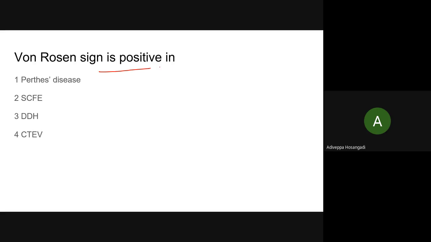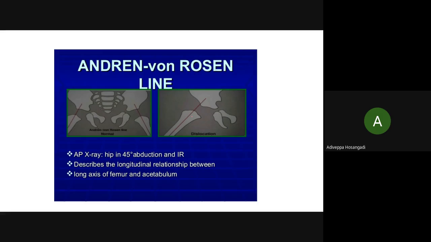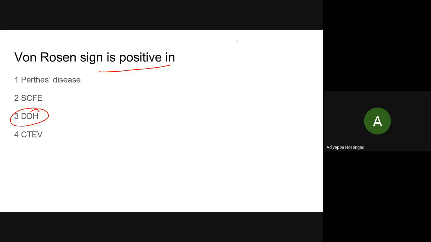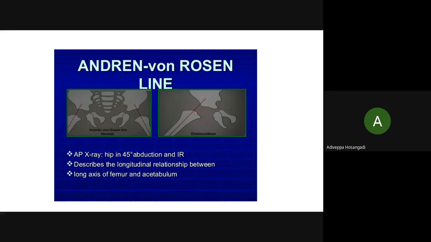Von Rosen sign is positive in DDH. I will explain that again in a diagram. What happens in a child less than 6 months? If you look at the pelvis X-ray, the head is not formed because the femoral capital epiphysis appears only in 1 year. So what is there on X-ray? Only the femur is seen, no neck, no head. But you still want to be sure whether there is a CDH or not.